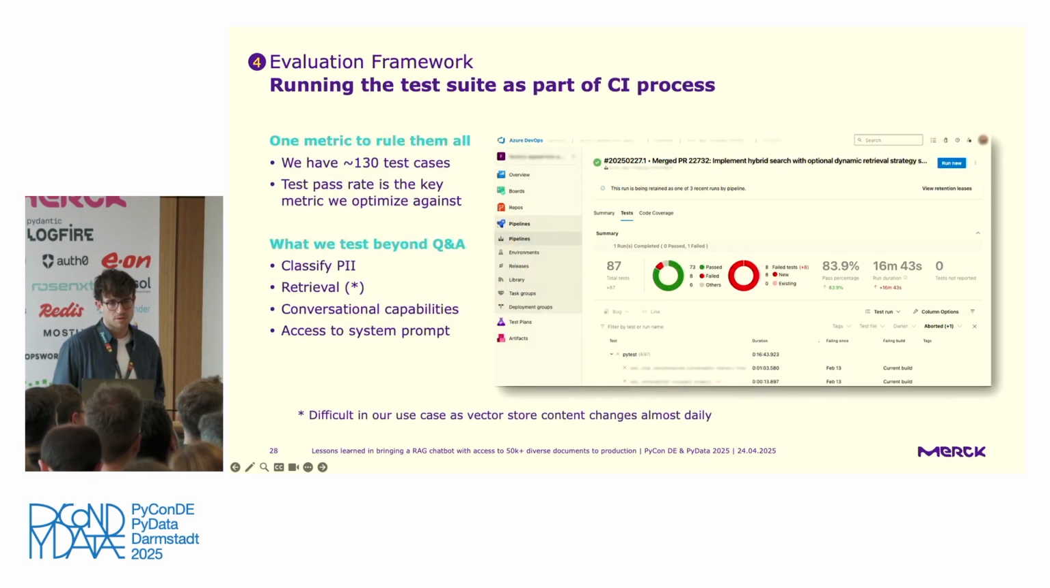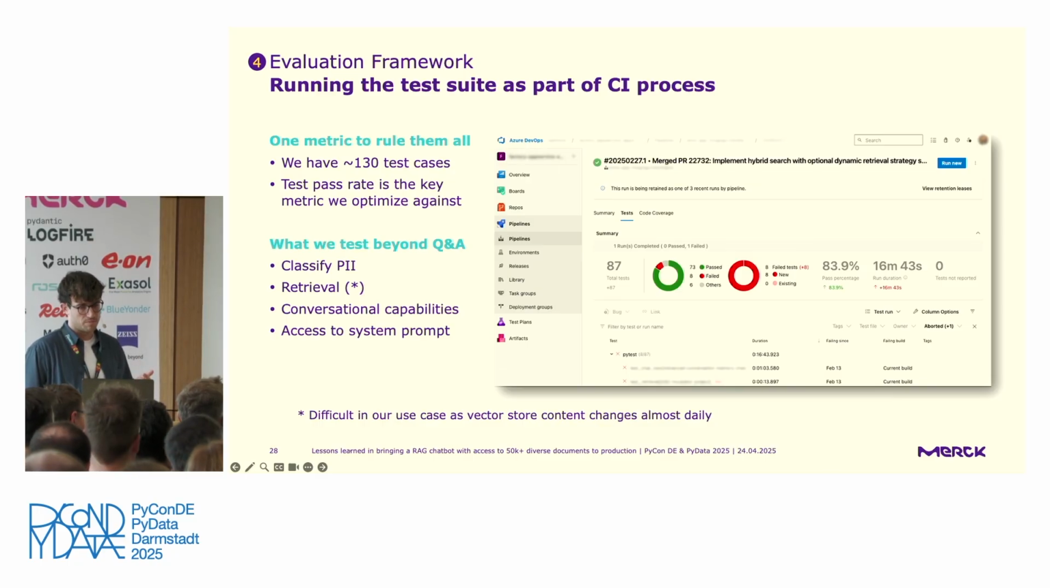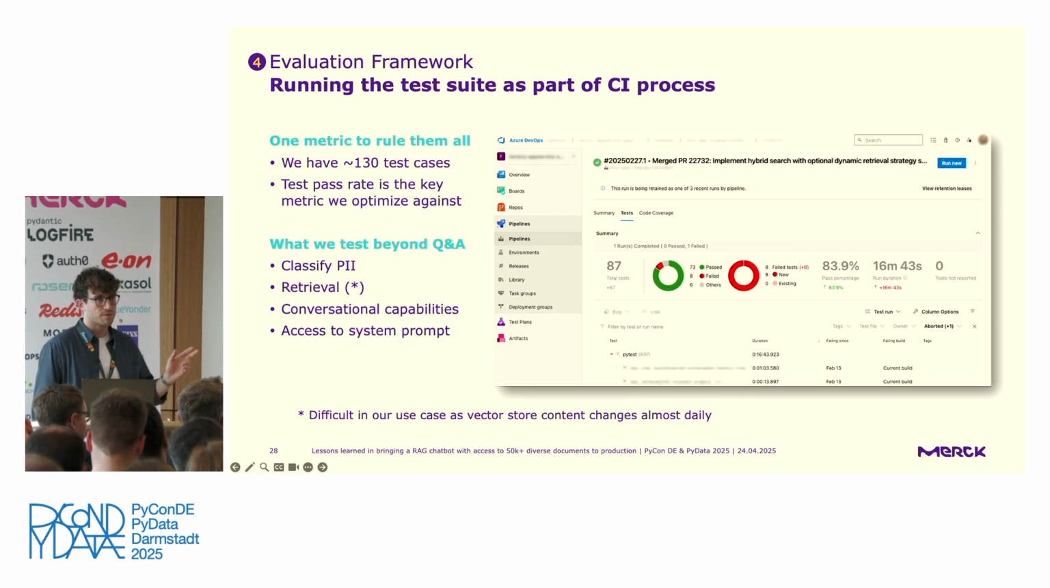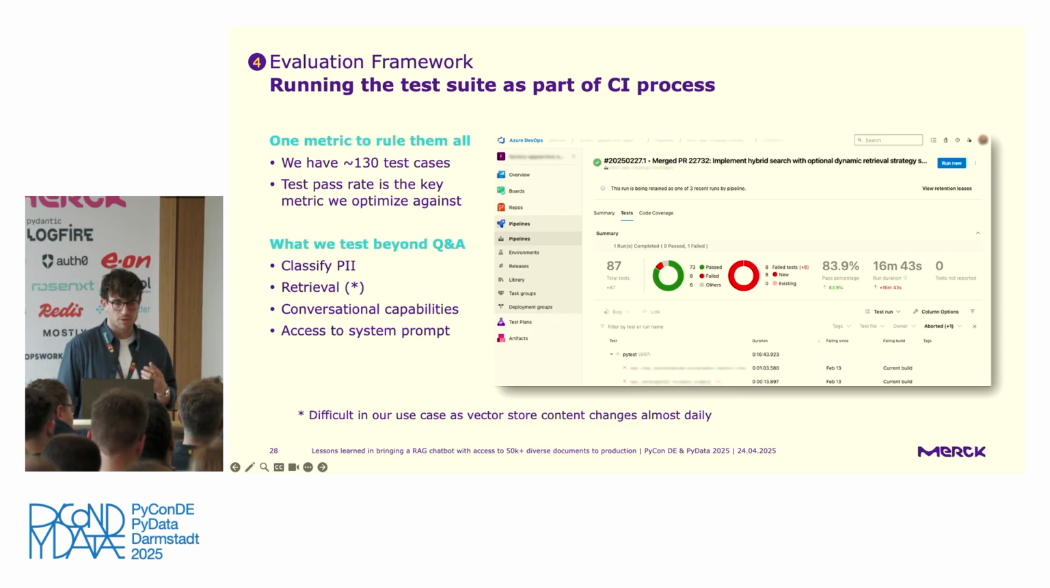So at the moment, our test suite consists of around 130 tests. And this gets run as part of our CI pipeline. And I think the most important takeaway here is that this test pass rate that we have is really the key metric that we optimize against. So this is really what we look at to get a feeling for what is the current performance of the chatbot.